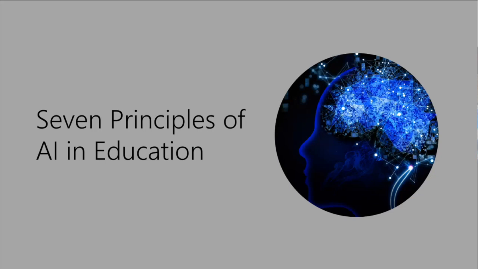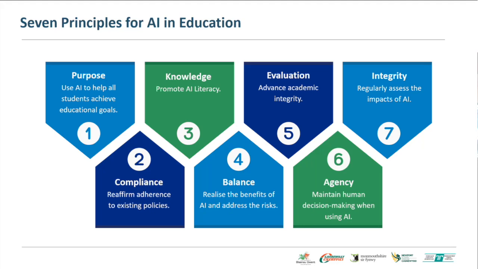So let's move on then to the 7 principles of AI in education. Google have something similar. They talk about their principles for AI and how they develop AI tools. This is about now thinking about how AI should be used in schools and things that we should consider as we go through. So I'm going to take you through these 7 principles, and as you're creating and generating your policy or your guidance in your school, it would be good to have your guidance rooted in these 7 principles. So here then, according to teachai.org, are the 7 principles for AI in education: purpose, compliance, knowledge and balance, evaluation and agency, and finally integrity.